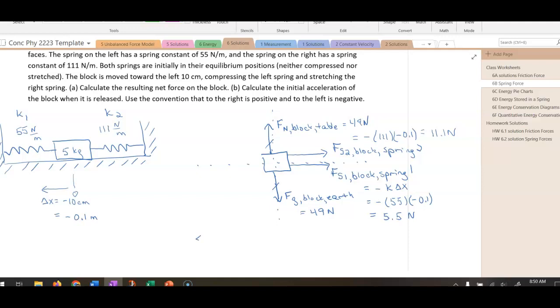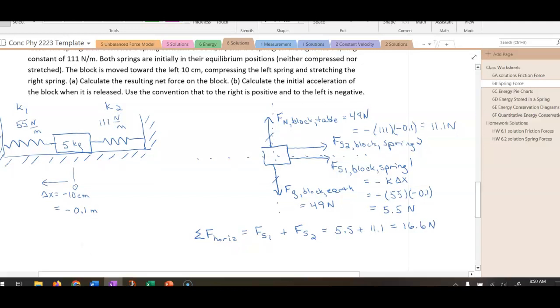So my net force in the horizontal direction is just the sum of those two forces, right? The first spring force and the second spring force. And so that would be 5.5 plus 11.1. So that would be 16.6 newtons.